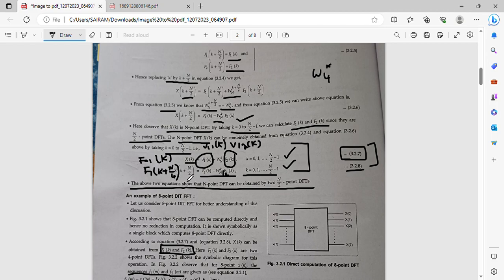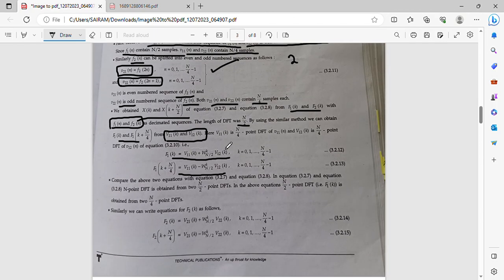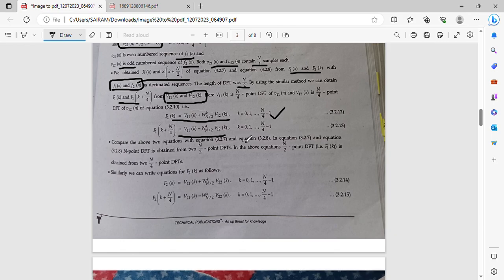And then instead of omega n to the power of k, we write omega of n by 2 to the power of k because it is omega 4 to the power of k. So n by 2, when n is 8, 8 by 2 becomes equal to 4. So that is omega 4 to the power of k, right? And here the range is from 0 to n by 4 minus 1. Now compare the above two equations with equations 3.27 and 3.28. In 3.27 and 3.28, the n point DFT is obtained from two n by 2 point DFTs, right?